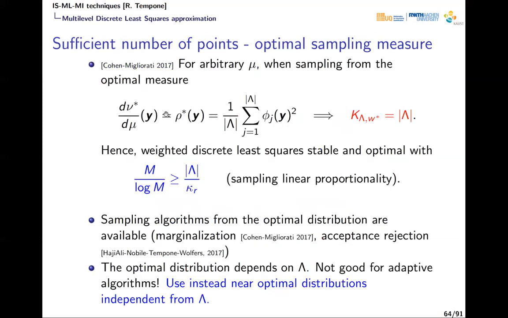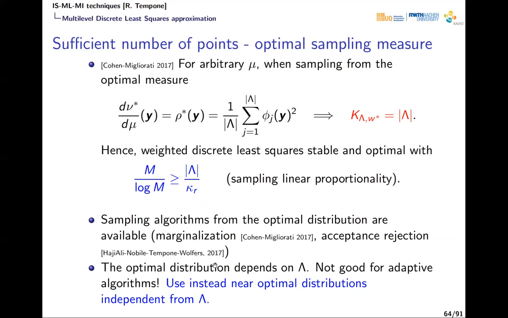And the good news actually is that Cohen and Migliorati suggested already a way to optimally sample so that this K lambda that we were discussing before becomes actually the cardinality of the number of basis functions we need to span the subspace where we work on. And in that case, essentially the number of samples up to the log factor becomes linearly proportional to the dimensionality of the subspace where we project on, which is optimal. Okay, this is great. We have available sampling algorithms that are efficient from this optimal distribution.